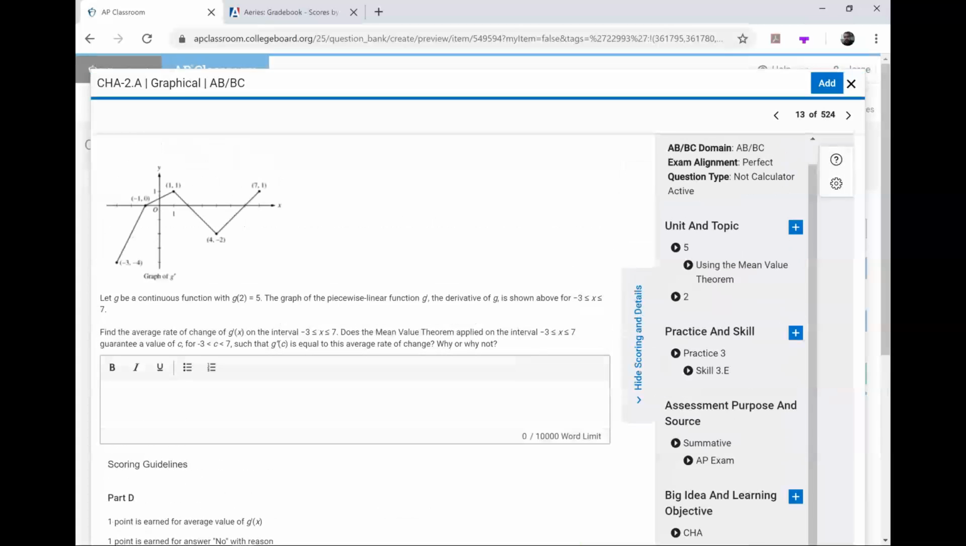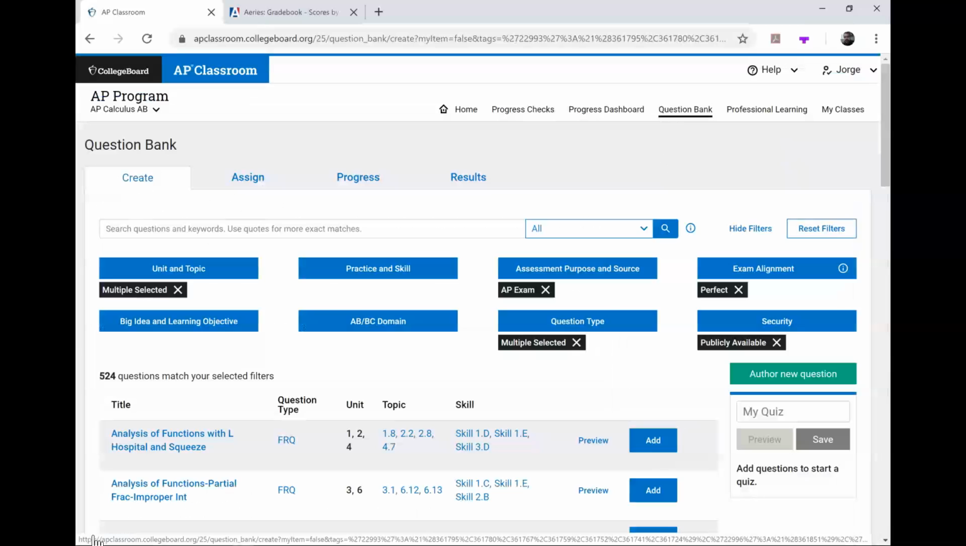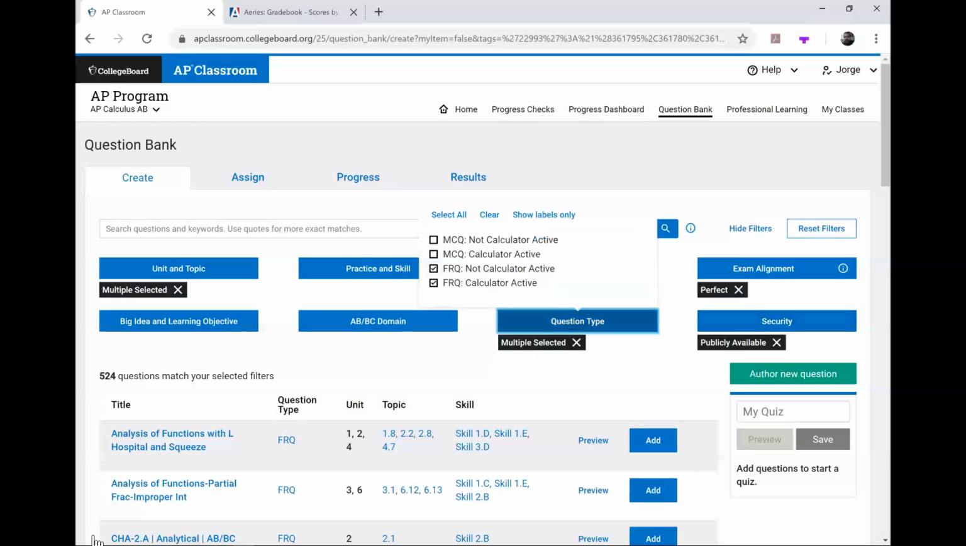So remember, for calculus AB, you have to set up everything up here that I did. The unit topics, you want to be 1 through 7. The exam purposes, you want to make sure it says AP exam. The exam alignment to be perfect. The security to be publicly available. And then the question type, it's for FRQs only. If I click on it, you'll see FRQ, FRQ.